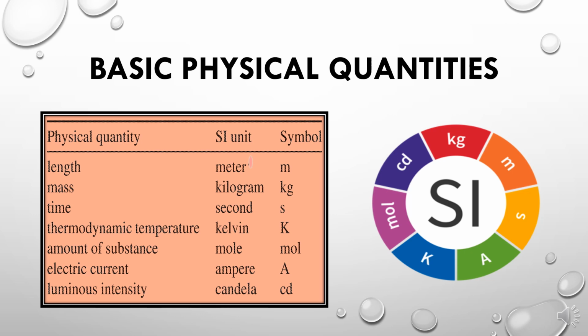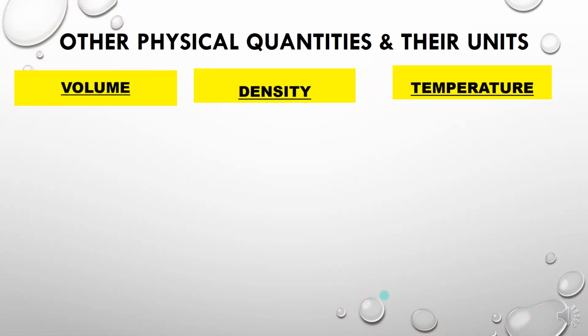Electric current, SI unit is ampere, and the symbol used is A. And the luminous intensity, the SI unit used is candela, and the symbol is cd. So these are 7 basic physical quantities, and other physical quantities are mainly derived from these quantities. Let us discuss what are those other quantities.